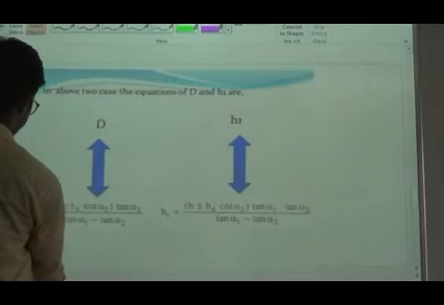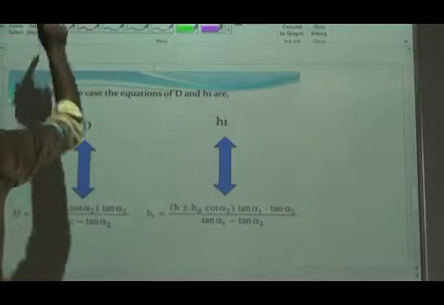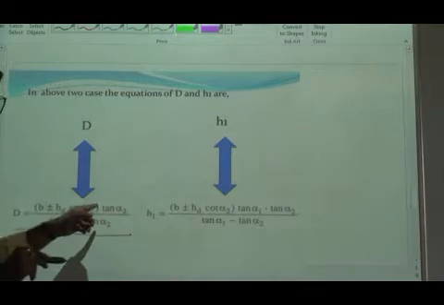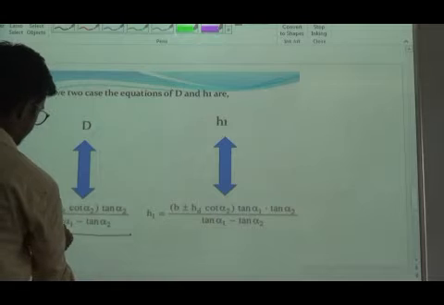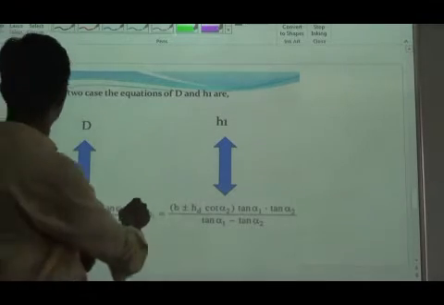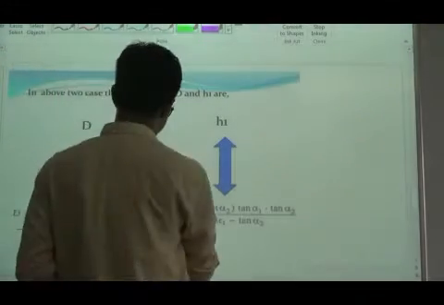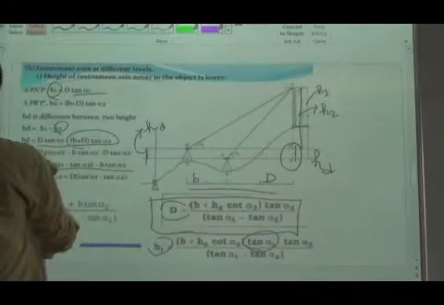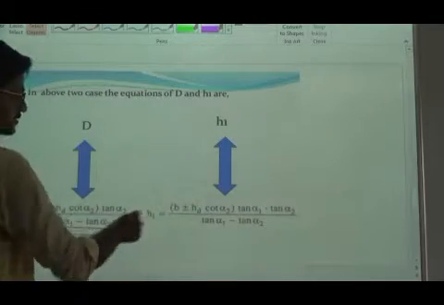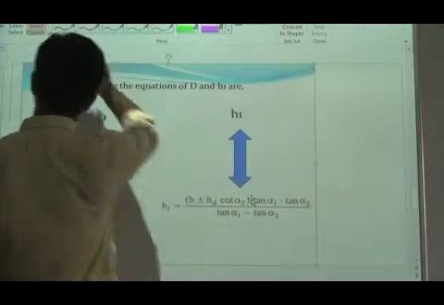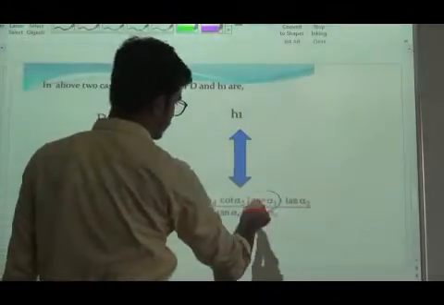Here again it is mentioned in brief that D will be equal to B plus minus HD into cot alpha 2 into tan alpha 2 divided by tan alpha 1 minus tan alpha 2. We can also simplify this using simple trigonometrical operations, and H1 will be equal to D into tan alpha 1, multiplying the value of alpha 1 into D.